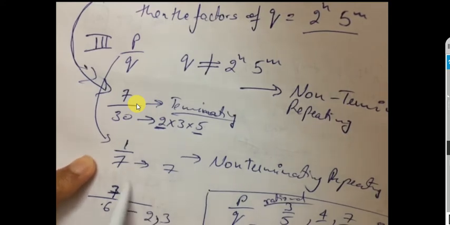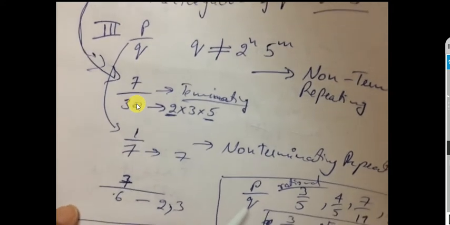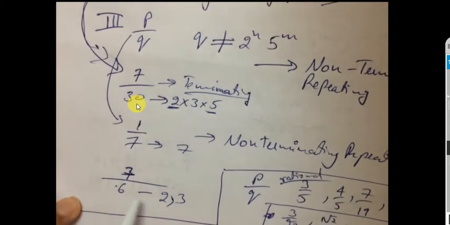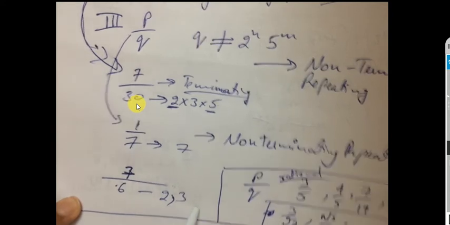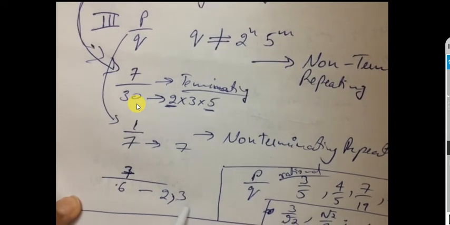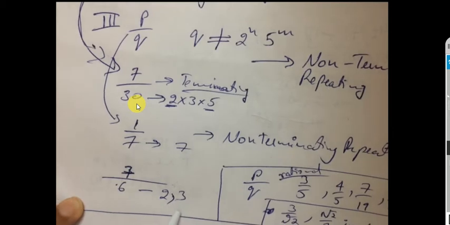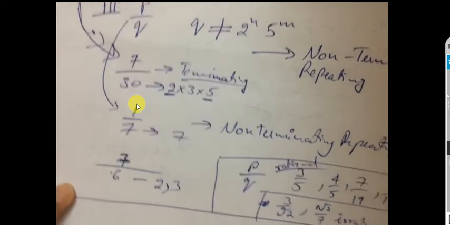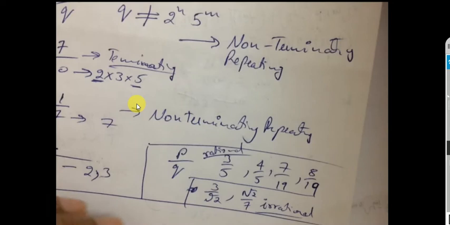Other than this, if a number is like 7 upon 6, where 6 has factors 2 and 3. Now it has a factor of 2 but not a factor of 5. Still it will be a rational number, but it will be a non-terminating repeating rational number. So all such numbers like 3 by 5, 4 by 5, 7 by 19, 8 by 19, they will always be rational numbers. Either they will be terminating decimal or non-terminating repeating decimal.